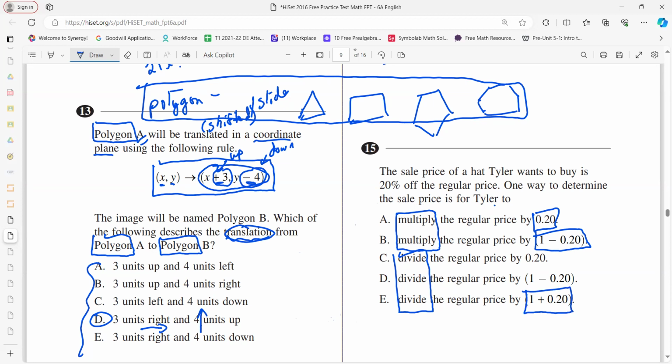So is it division? Say again? Division. All right. By what? Yes, for division. By 0.2, by 1 minus 0.2, or by 1 plus 0.2? It will be C that will give you the percentage. 0.2, I guess. Let's divide by 0.2. Okay. All right. So that's what we're doing, taking the regular price and dividing by 0.2.